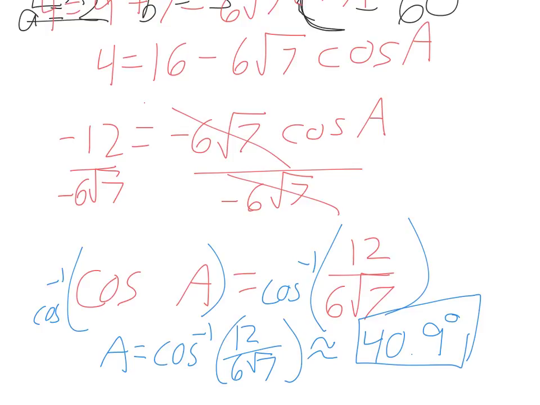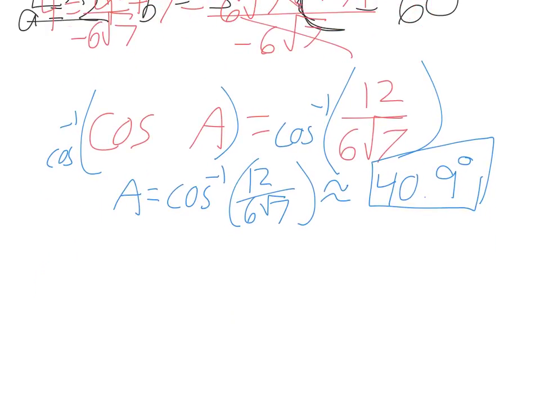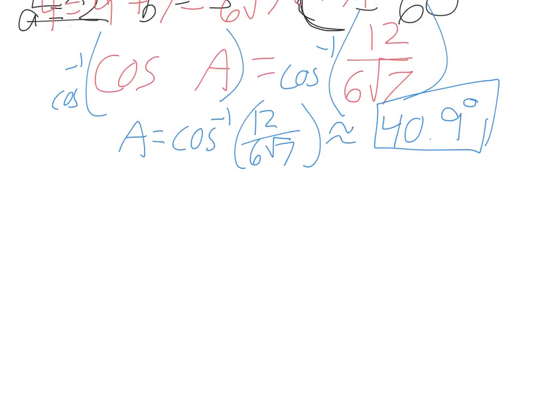So if angle A is 40.9 degrees, and angle C is 60 degrees, so angle B, I believe it is 79.1 because you just subtract both of those from 180.